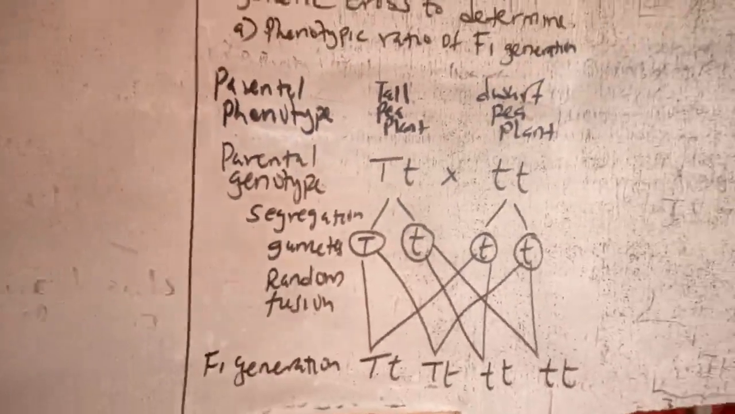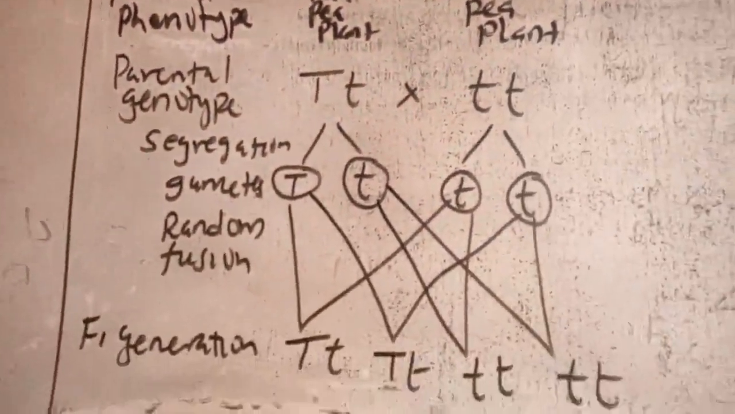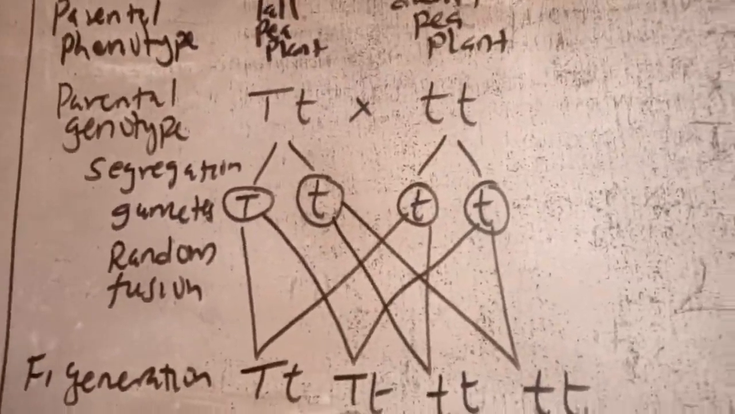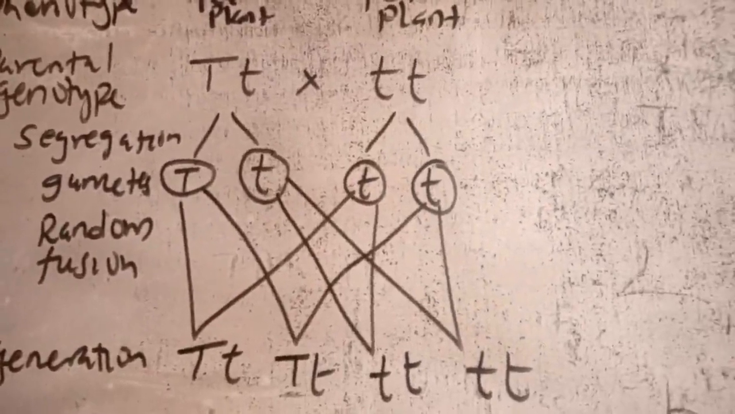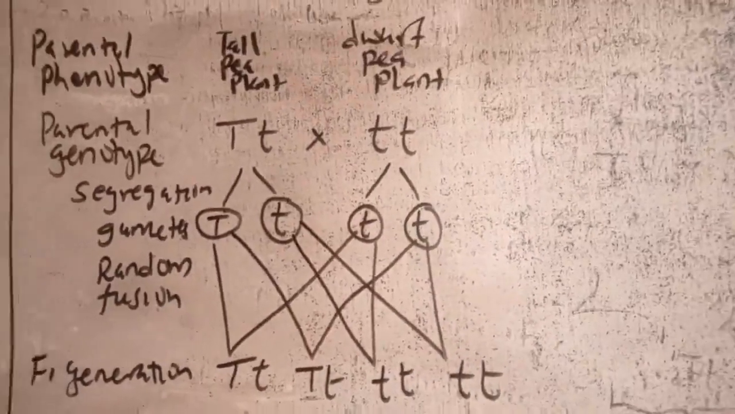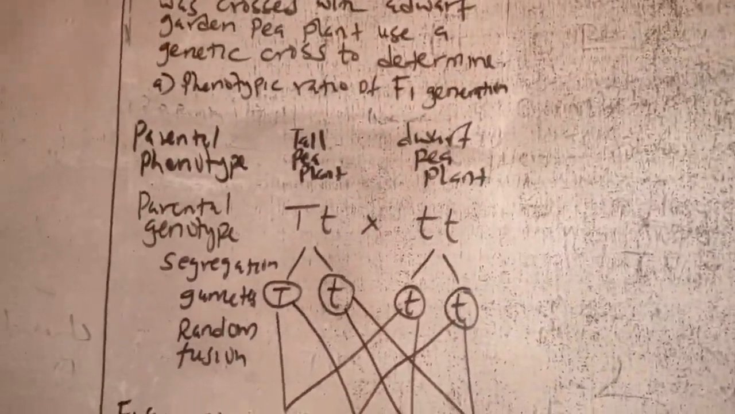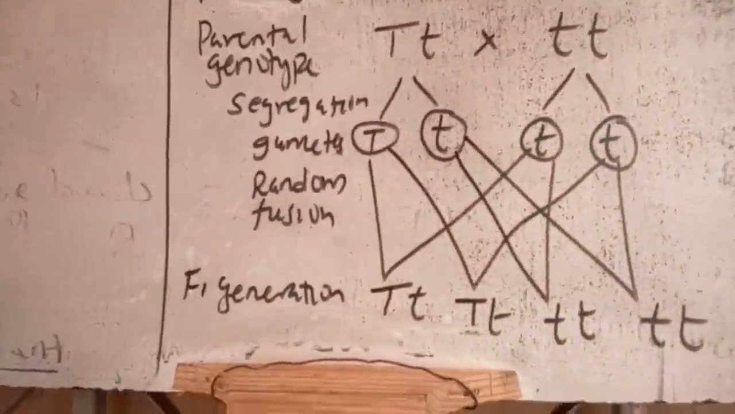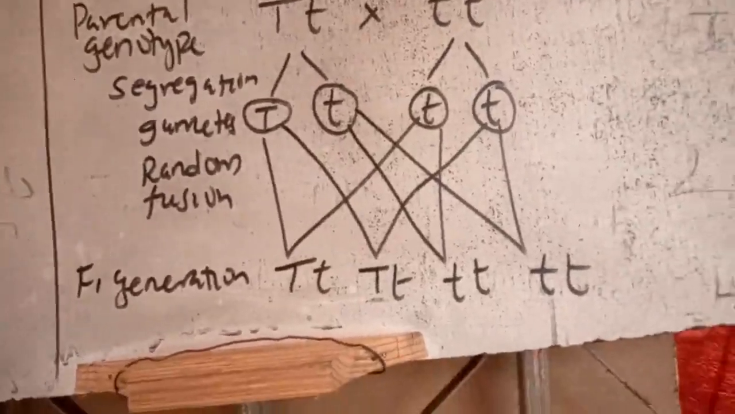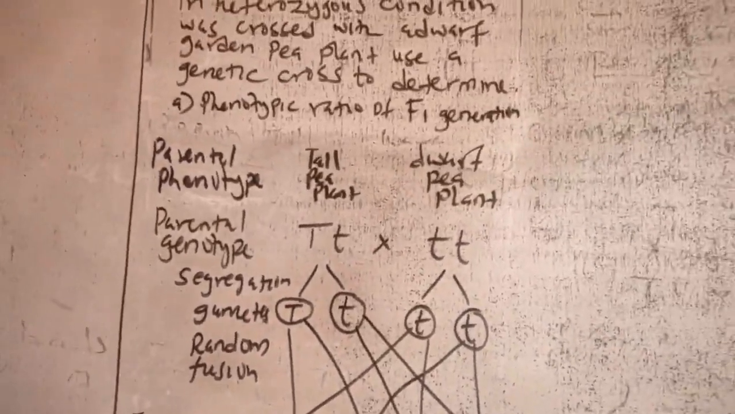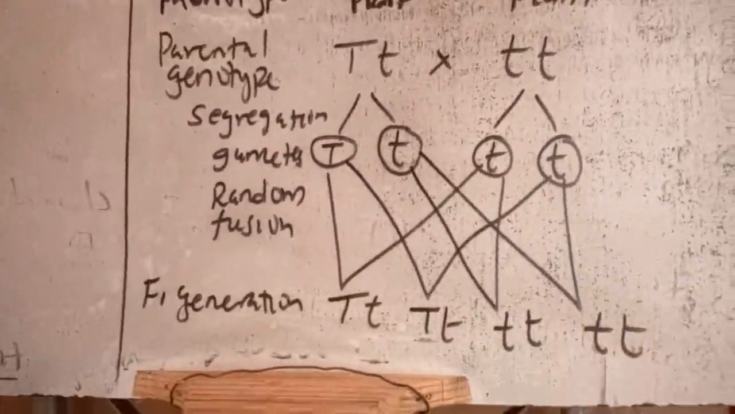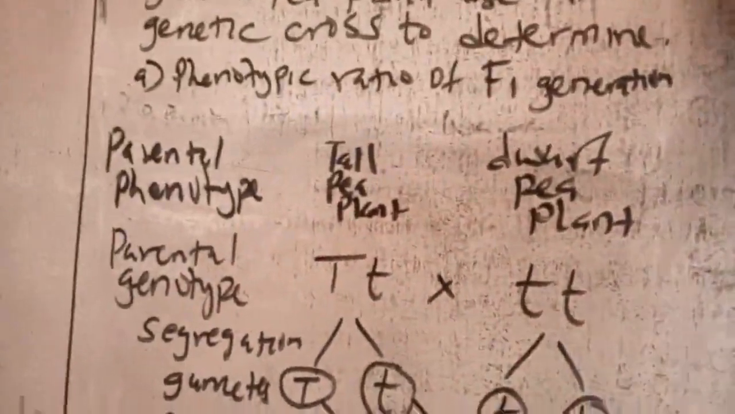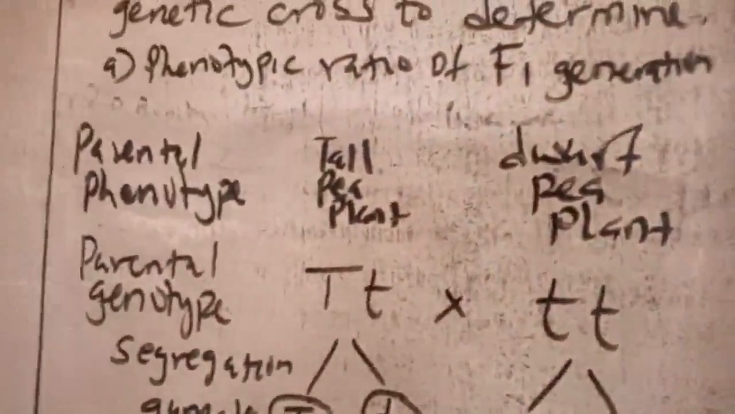And therefore, having come up with that genetic cross, now we can address the question. We are in a position of addressing the question. How do we address the question now? As far as this question is concerned, you are supposed to come up with the phenotypic ratio. And as far as the phenotypic ratio is concerned, how do you do it? Phenotypic, that is the outward appearance.